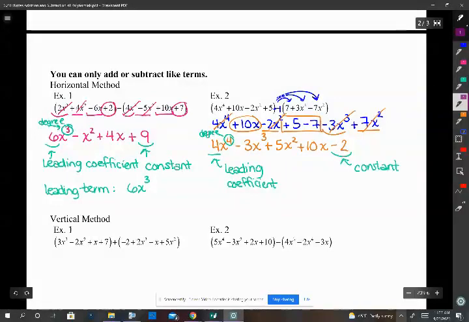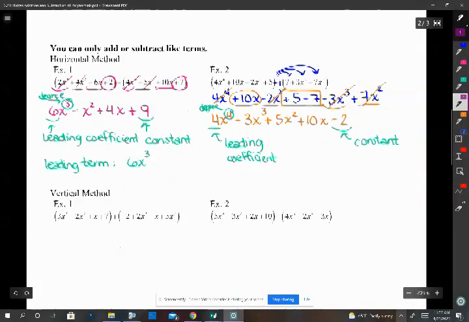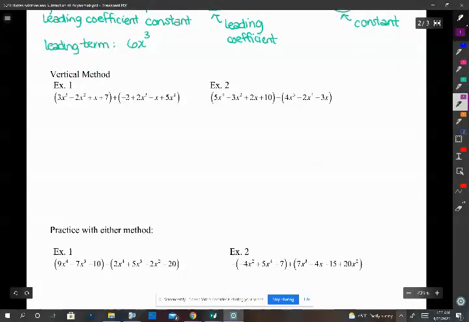Vertical method. The way we do the vertical method is we add up and down vertically. You take the values in the second polynomial and line them up with the values in the first polynomial and see where you're at. Notice that the first polynomial is already in standard form, so I'm going to take the second polynomial and write the values underneath. So this is going to be 2x to the third, and it goes here.